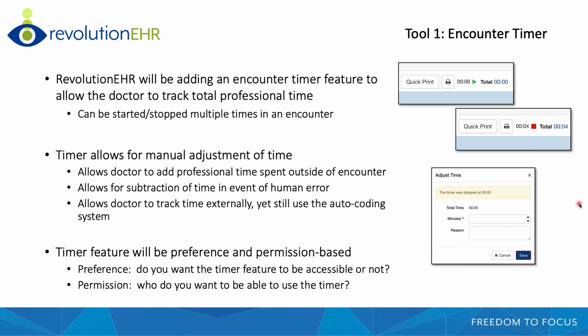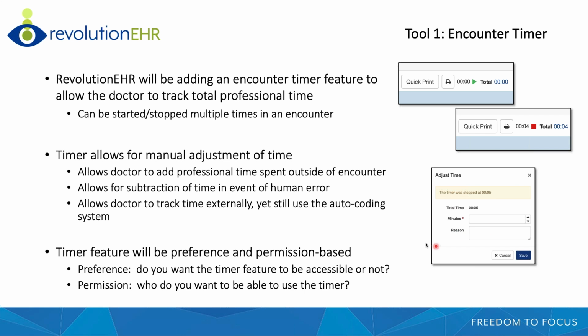The other thing that this modal will allow me to do is track time externally and then still use the other features. And by that, I'm trying to say, maybe I want to use my watch, or a clock on the wall, or even the system time on my computer rather than the timer system in Revolution. If I wanted to do that, I could open this adjust time modal at the end of a visit and just plug in the total professional time here, and the system will log it for me. And then that would allow me to leverage the auto coding system to have it converted to an office visit code for me. It would also allow the documentation on the encounter PDF to happen automatically for me.